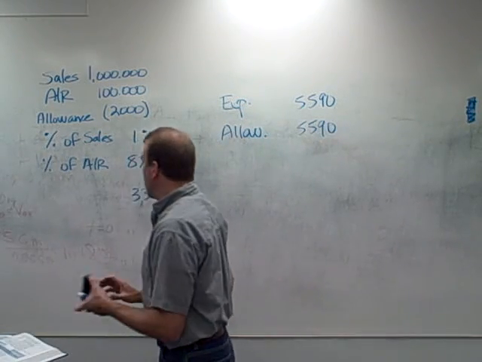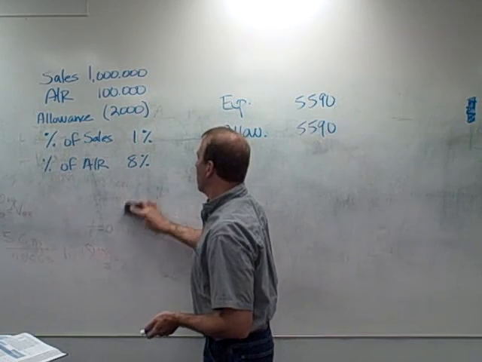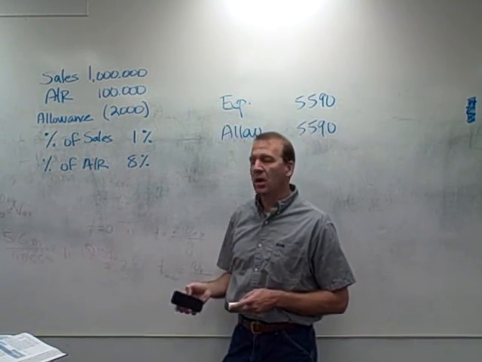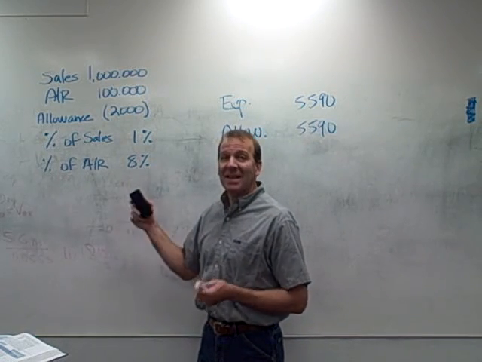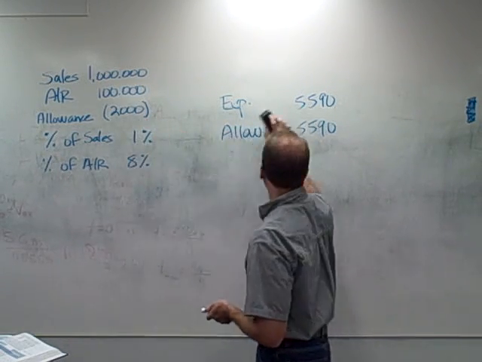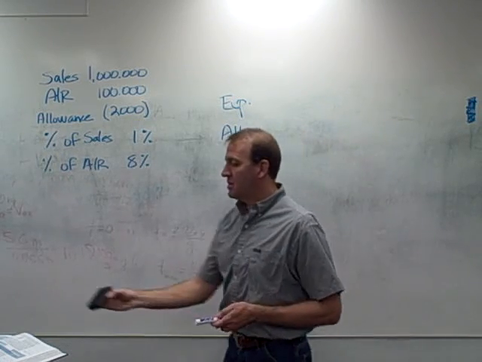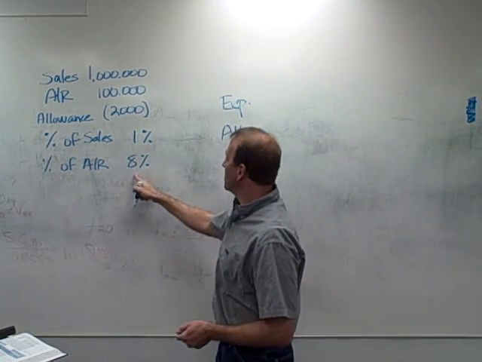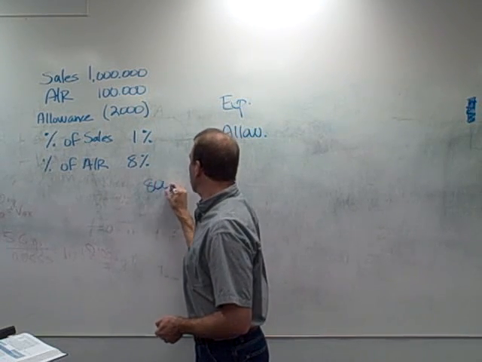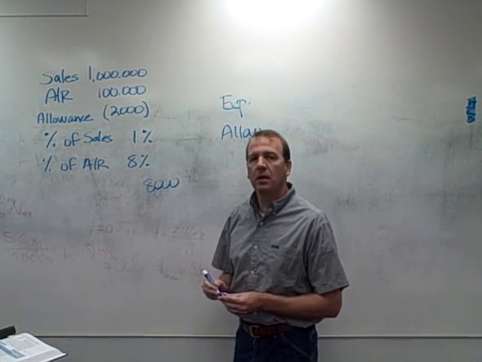Now, there's a third way too to do this, and you can see right here on the board, you're probably wondering, well, why does he have this percentage of accounts receivable 8%? Well, I have this because that's another way to do it. Just taking a percentage of the accounts receivable. In this case, 8% of accounts receivable would be 8,000, okay?